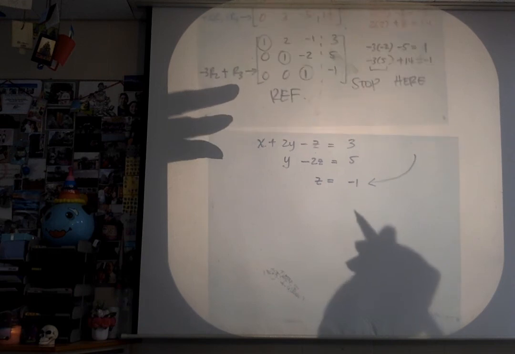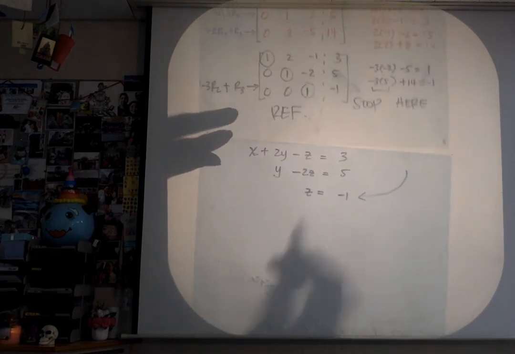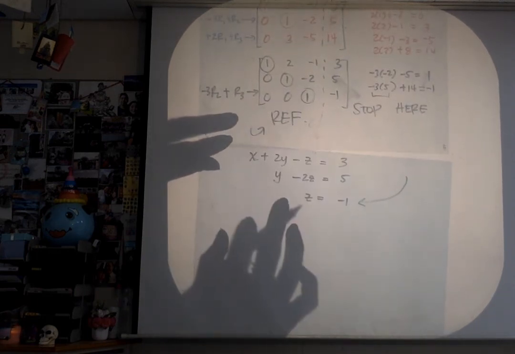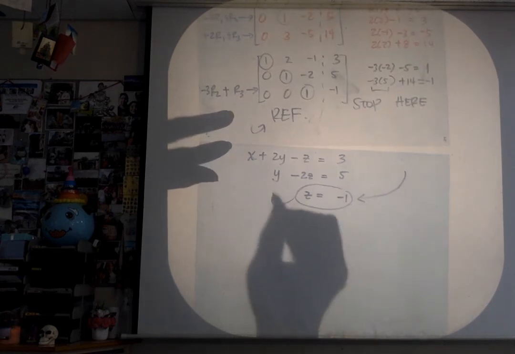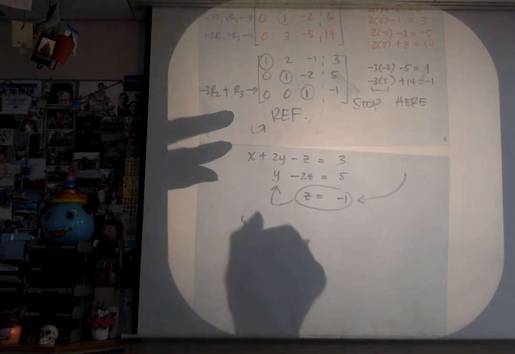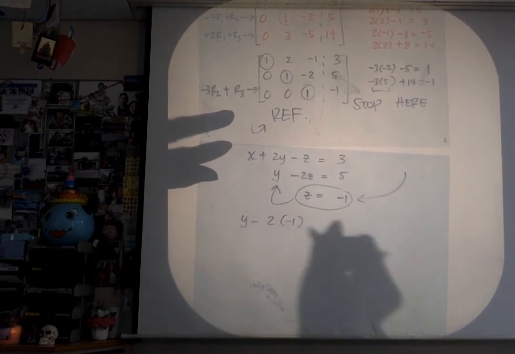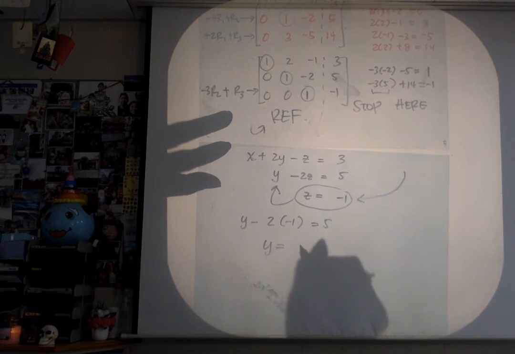But now, you guys, don't you see why this is all you need? You need REF. You can use back substitution. Here's where the back substitution comes in handy. You're going to use this value here and plug it into this equation to get your y. So what's y minus 2 times z, where z is -1, equals 5? You're right, y is 3.